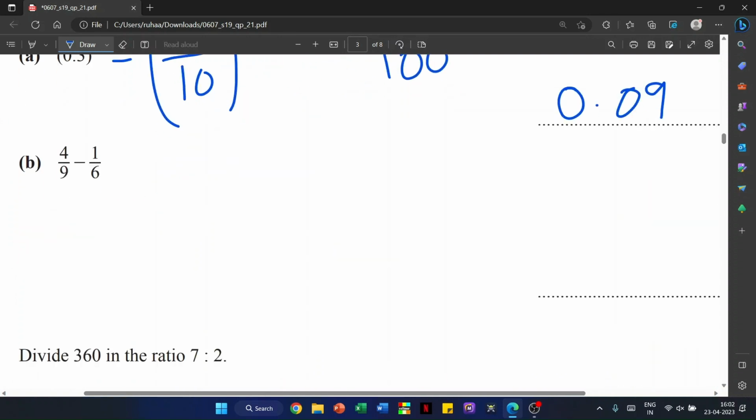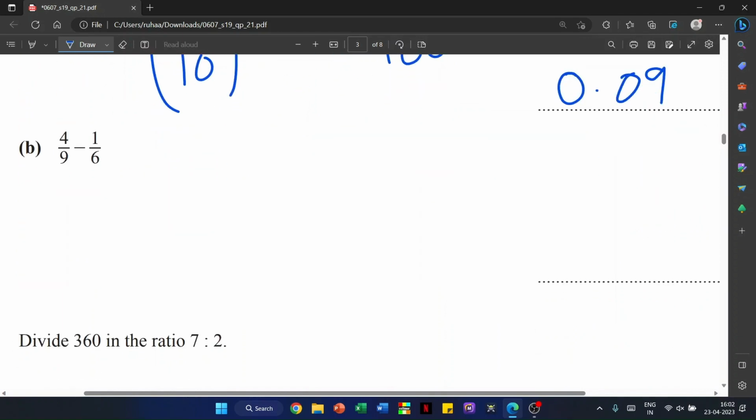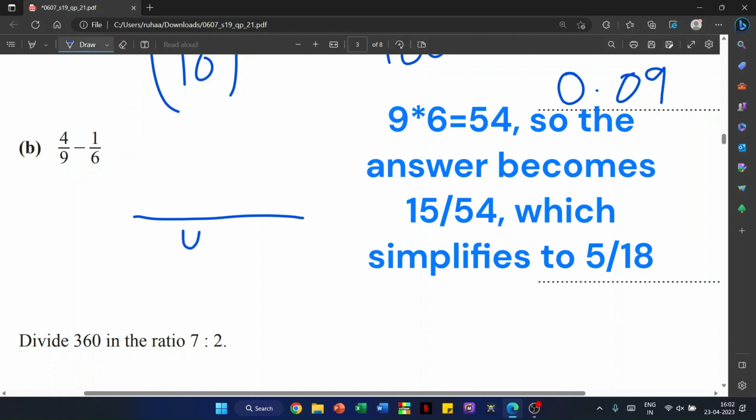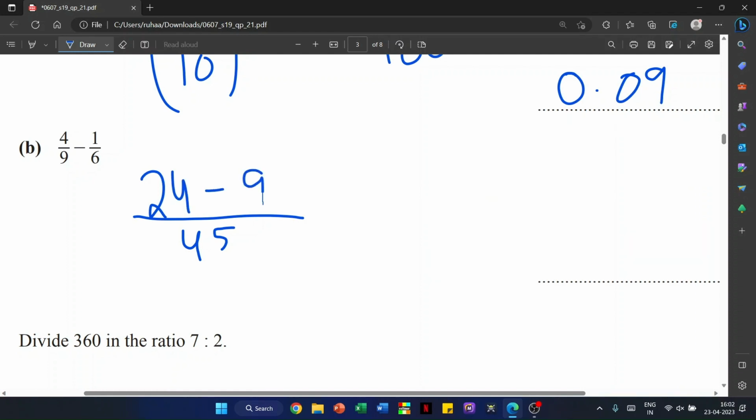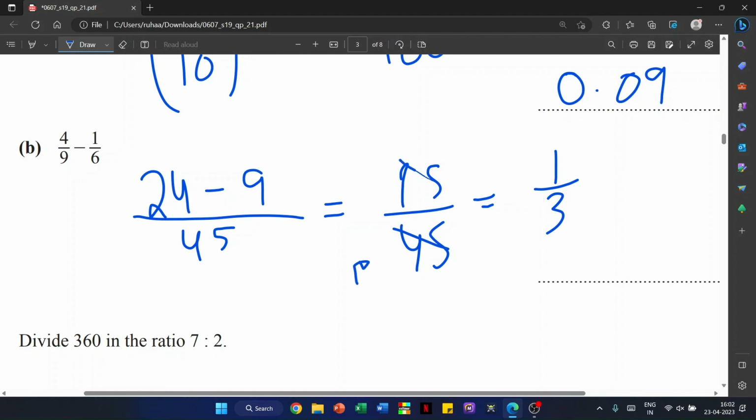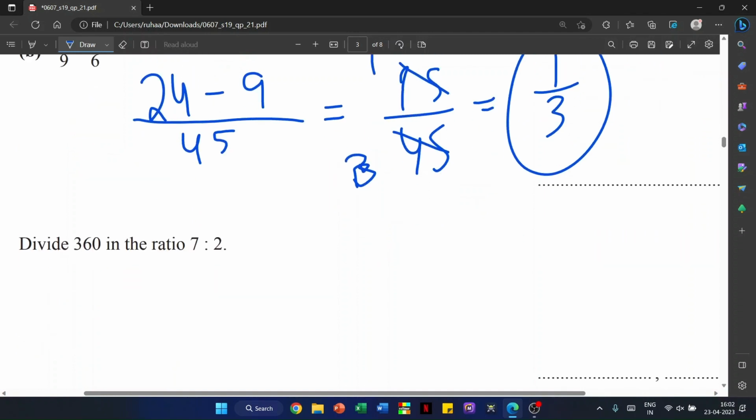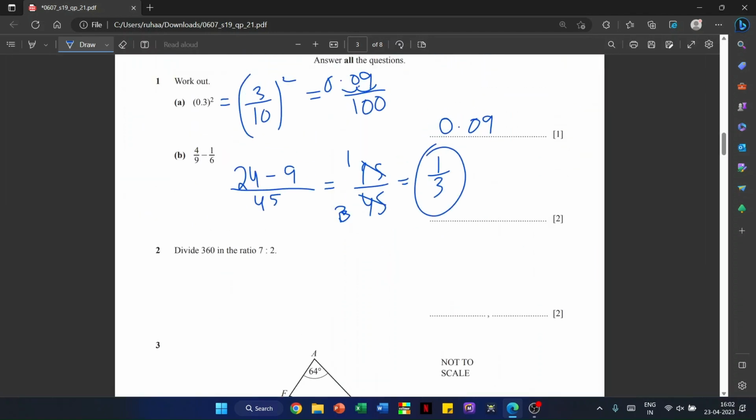Now 4 by 9 minus 1 by 6 is just simplifying it, so you have to take the LCM. So the LCM is going to be 6 into 9, which is 45. So 4 times 6 is 24, minus 9 is going to be 15 by 45, which is 1 by 3, because if we divide both of them by 15, this will be 1, this will be 3, so the answer is 1 by 3. All right, that was a 1 marker and then a 2 marker.